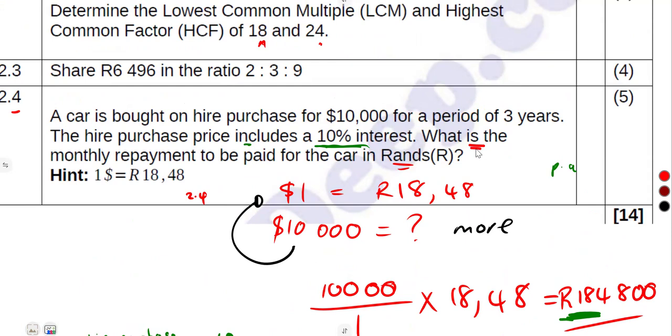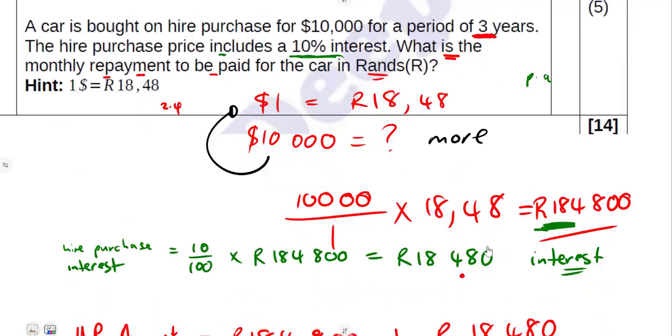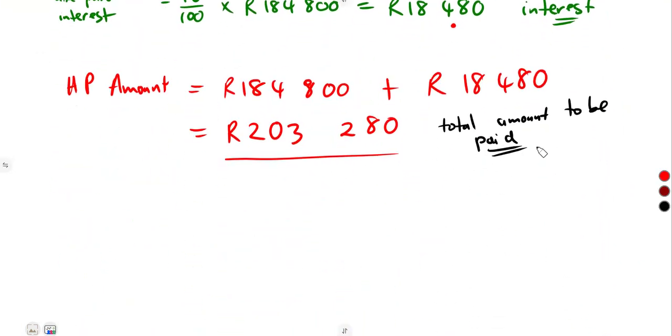So if this is the total amount to be paid, what is going to be our monthly repayment? What we need is the monthly repayment to be paid. All right. If it was paid in a period of 3 years, this amount has to be paid in 3 years. How many months? Because what we need is the monthly repayment.